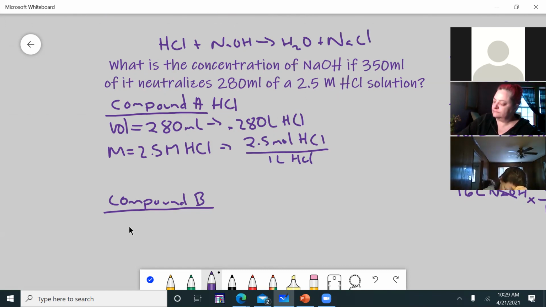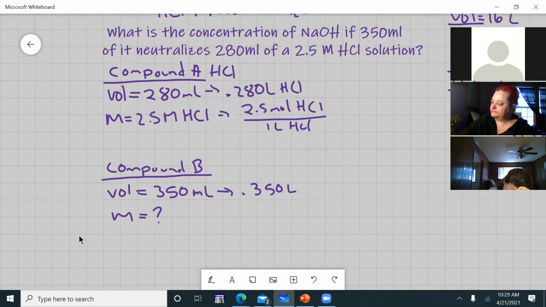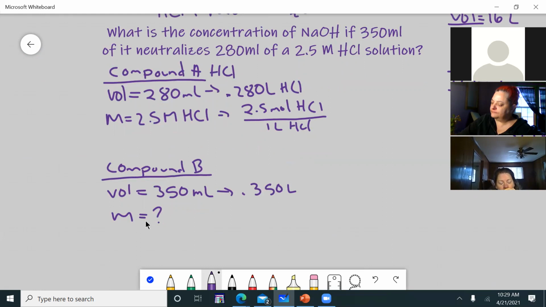Compound B, we know the volume. Volume is equal to 350 milliliters. Again, I'm just going to convert that right into liters. So 0.350 liters. And we want to find molarity. So for this problem, we can work it a little bit different in that I'm going to write what the equation is for molarity. Molarity equals moles over liters, right?